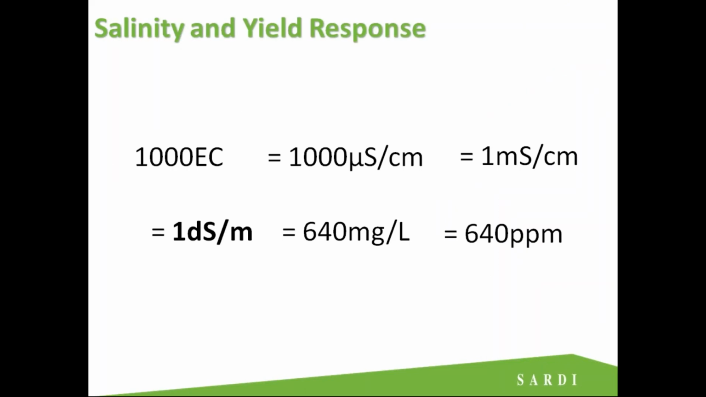So everyone seems to talk about salinity in different units, and so this slide's just there as a reminder that there are various ways to talk about salt. I tend to talk in terms of decisiemens per metre. If you're more familiar with EC units, then 1 decisiemen is effectively 1000 EC, or if you're more familiar with ppm, then 1 decisiemen is 640 ppm. And I'm more than happy to take questions at the end if any of the numbers that I'm talking about in the coming slides are a bit confusing to you, but I do tend to talk in decisiemens per metre.